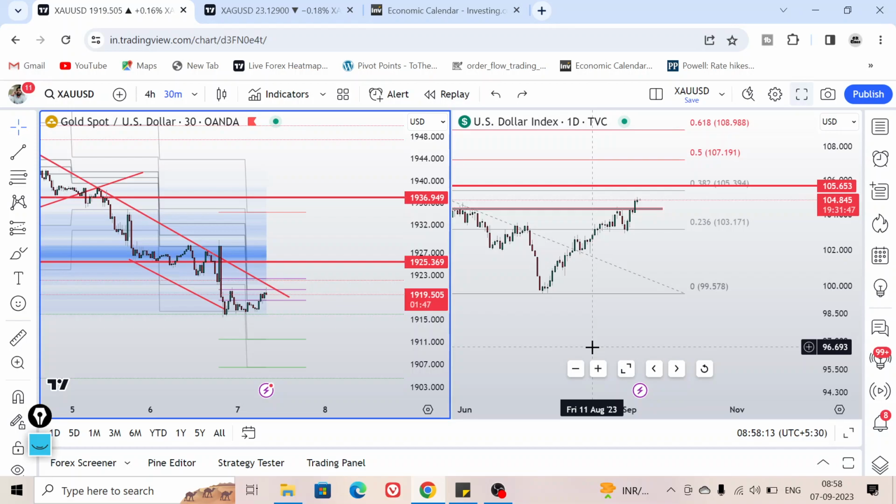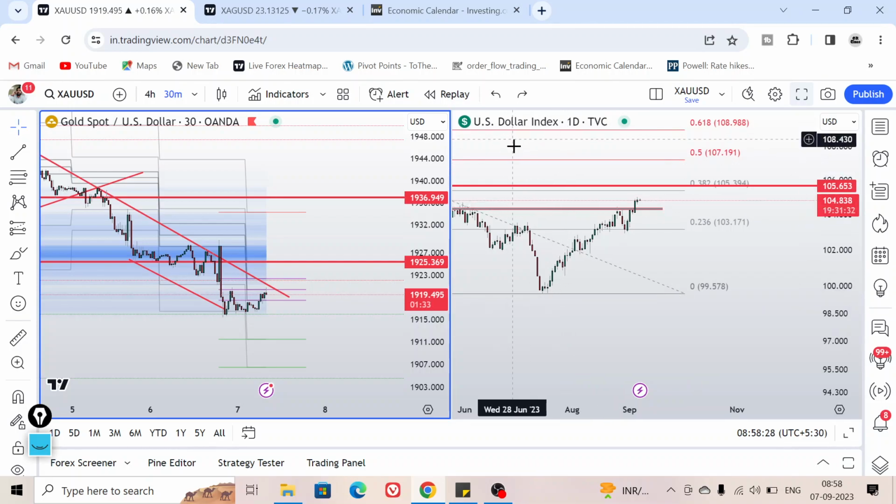Hello traders, welcome to another daily gold, silver, that is XAUUSD and XAGUSD price analysis and price prediction video. In this video, we are going to analyze the gold and silver charts along with other correlative assets like DXY, that is dollar chart, and US10Y chart, to check important price action on intraday levels so that we can find good buy and sell levels on an intraday basis.